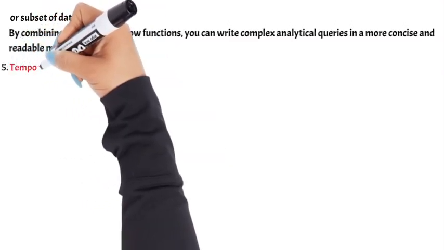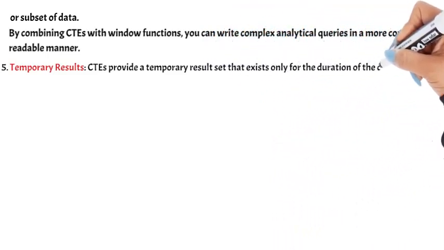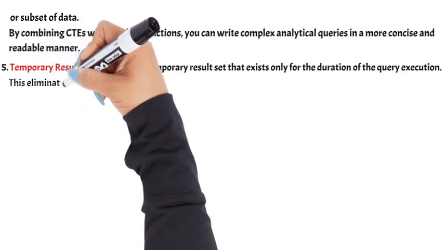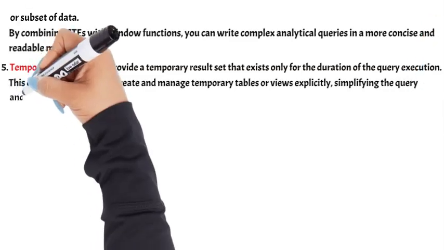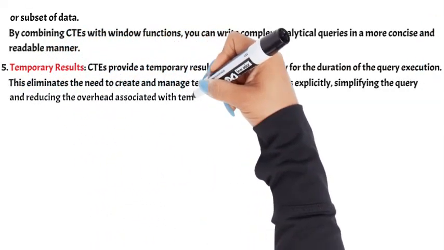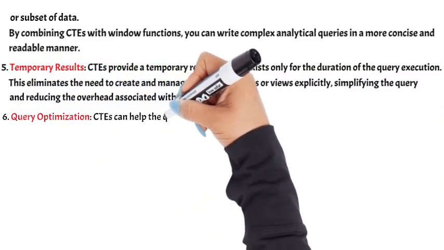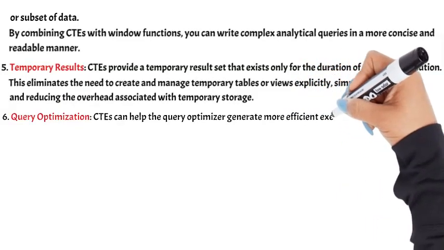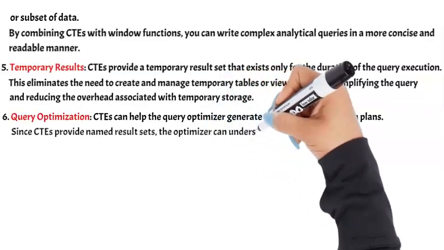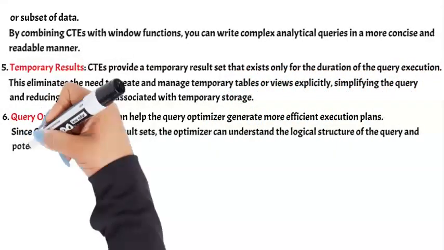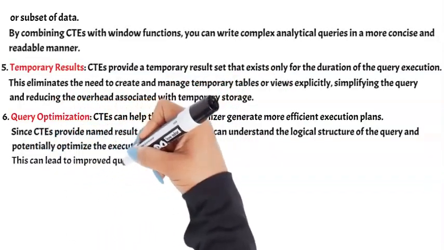5. Temporary results. CTEs provide a temporary result set that exists only for the duration of the query execution. This eliminates the need to create and manage temporary tables or views explicitly, simplifying the query and reducing the overhead associated with temporary storage. 6. Query optimization. CTEs can help the query optimizer generate more efficient execution plans. Since CTEs provide named result sets, the optimizer can understand the logical structure of the query and potentially optimize the execution plan accordingly. This can lead to improved query performance.